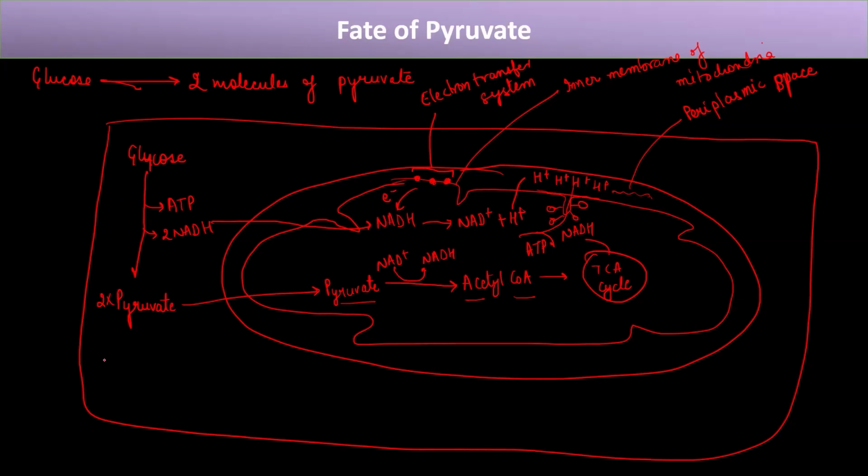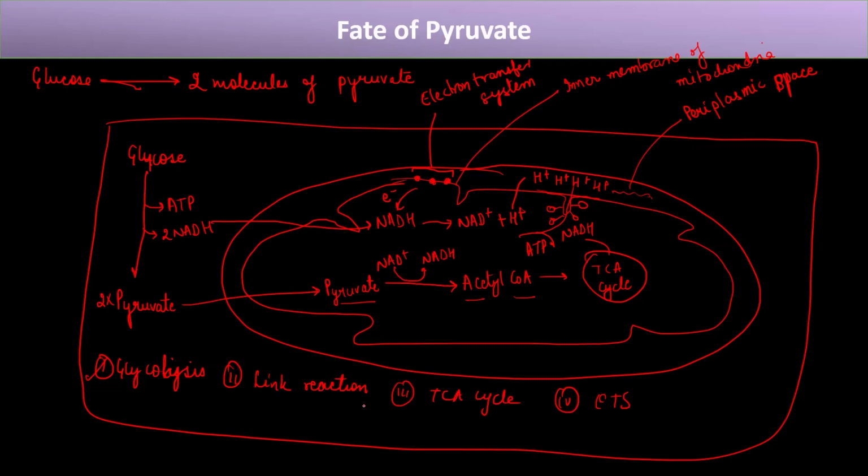We had first glycolysis. The second one was link reaction. Third is TCA cycle. And the fourth is ultimately ETS that will lead to the ATP production from NADH.